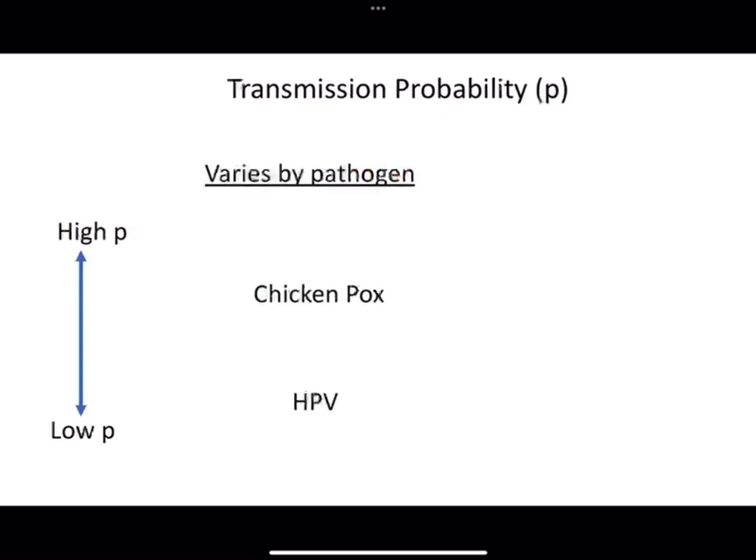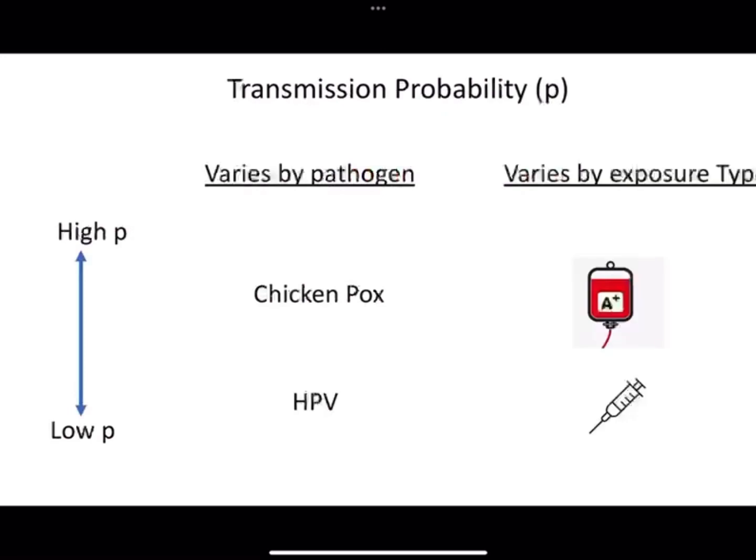Transmission probability is going to vary basically by the nature of the pathogen. Pathogens have different infectivity, or that might not be the right term, different contagiousness. An example is that chickenpox is definitely going to be more contagious than HPV. And even within pathogens, depending on the way in which you're exposed, it might have a high or a low transmission probability. If we're looking at a blood-borne illness, something like HIV, the same pathogen can have very different transmission probabilities in 2 different scenarios.